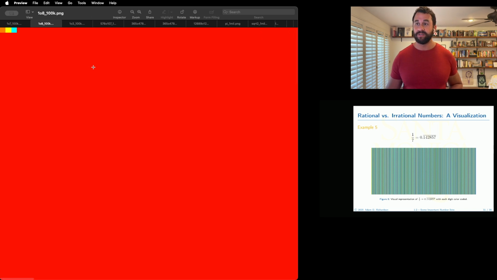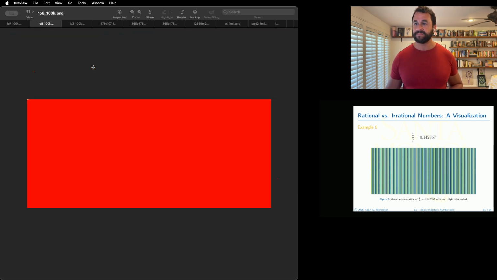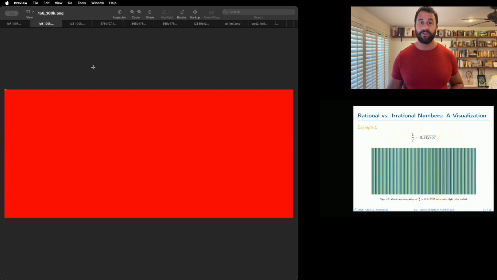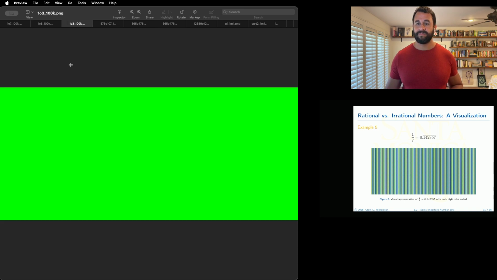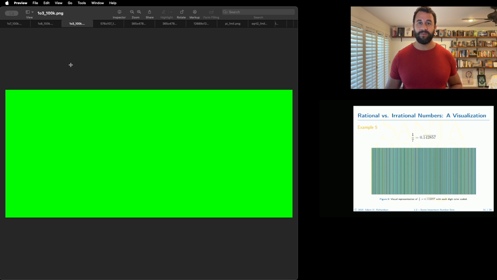Let's look at some other numbers. What about 1/3? What's the decimal representation of 1/3? Who knows it? It's 0.333333333. So what do you think the picture is going to look like? Solid green. 33333333333. There you go. Rational number for you. Kind of a boring rational number.